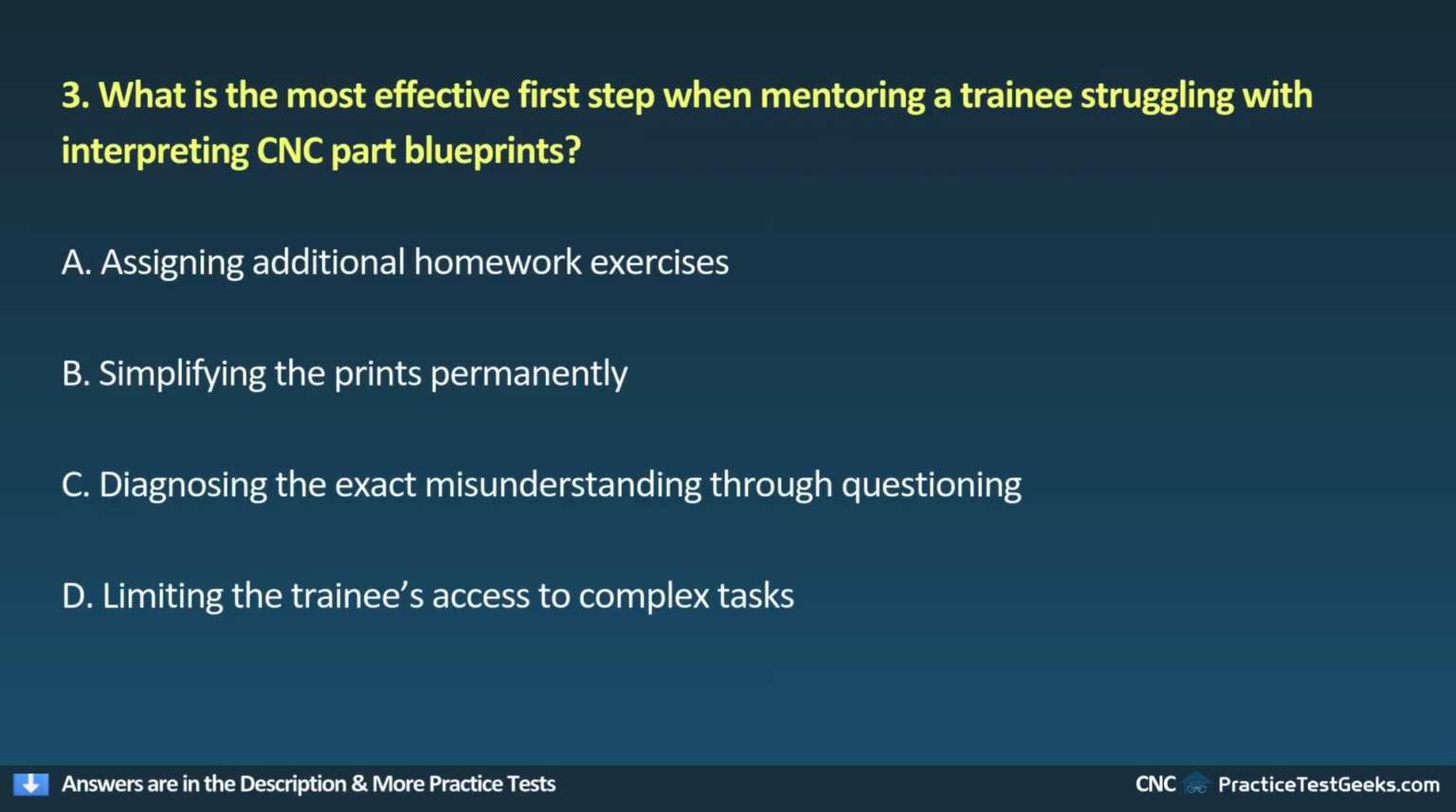3. What is the most effective first step when mentoring a trainee struggling with interpreting CNC part blueprints? A. Assigning additional homework exercises. B. Simplifying the prints permanently. C. Diagnosing the exact misunderstanding through questioning. D. Limiting the trainee's access to complex tasks.